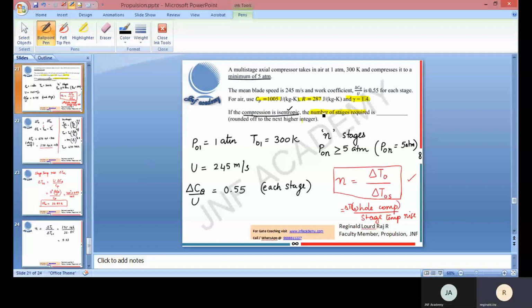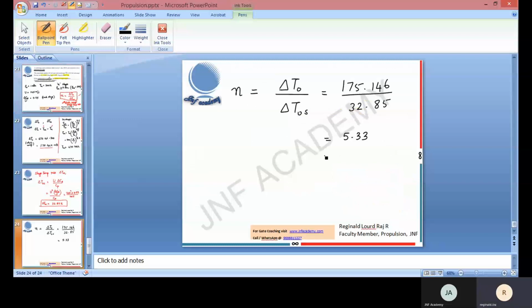Now the question itself tells you it is the number of stages required for the minimum of 5 atmosphere, and they have told you to round off to the next higher integer. This is intuitively also correct because we want a minimum of this temperature rise. So for that pressure, you need a minimum of this temperature rise. If it is more, it's better. So let's take it as 6. So 6 stages would be the correct final answer.